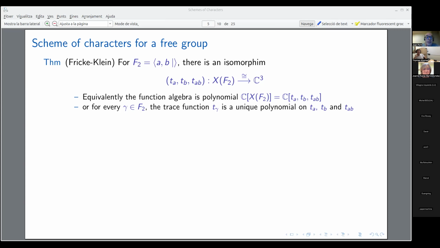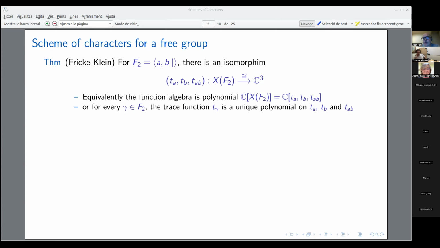Or if you want to translate it into practical, computable terms, every time you give me a word in A and B, so an element of the free group, its trace function is just a polynomial in these three variables, t_A, t_B, and t_AB. And it's a unique polynomial.